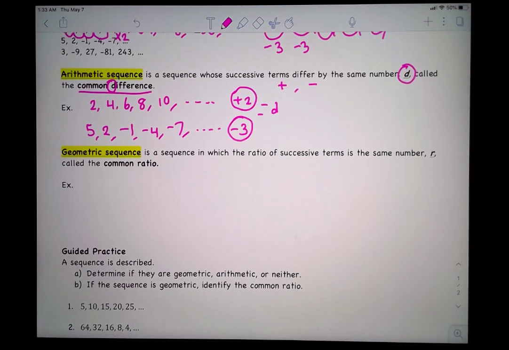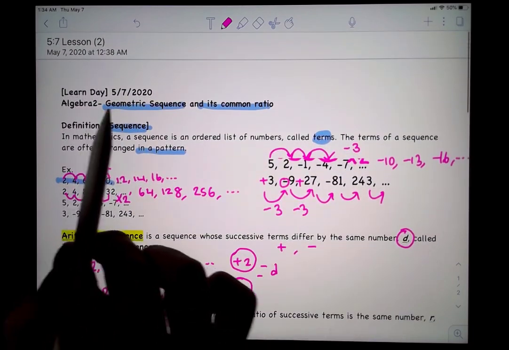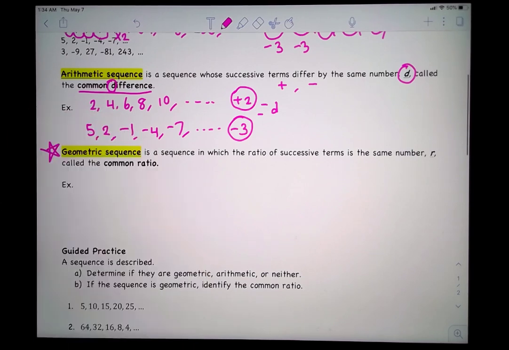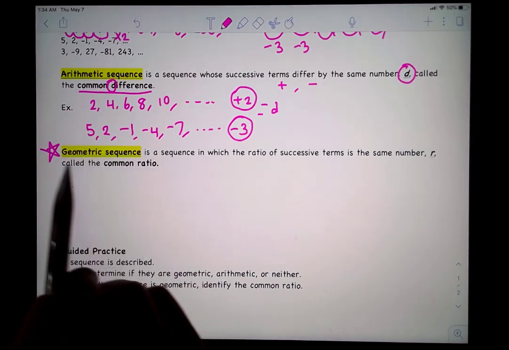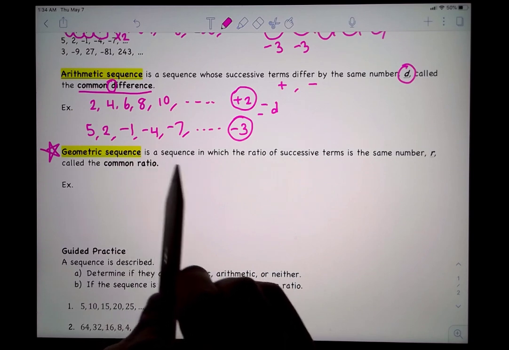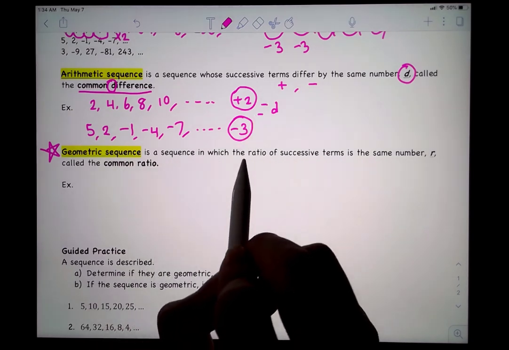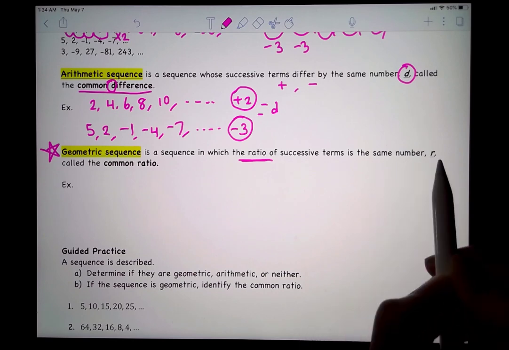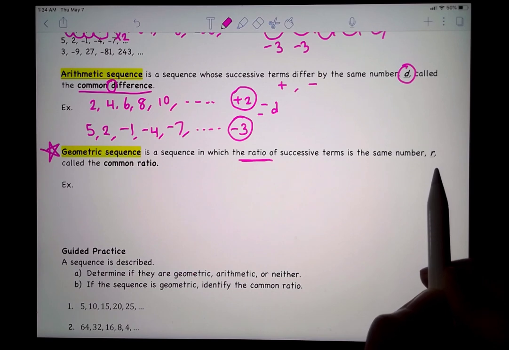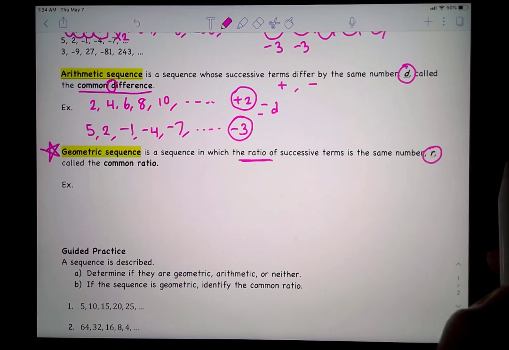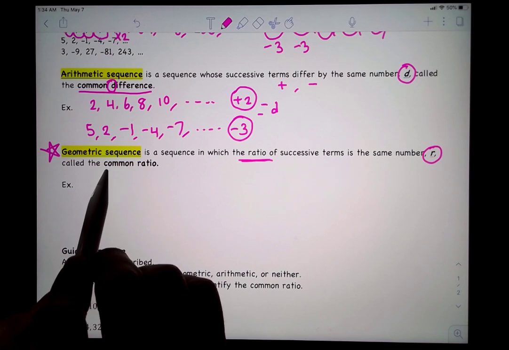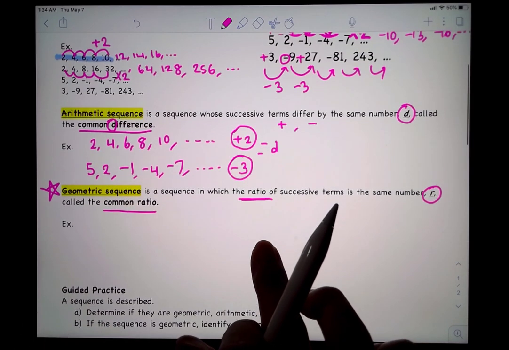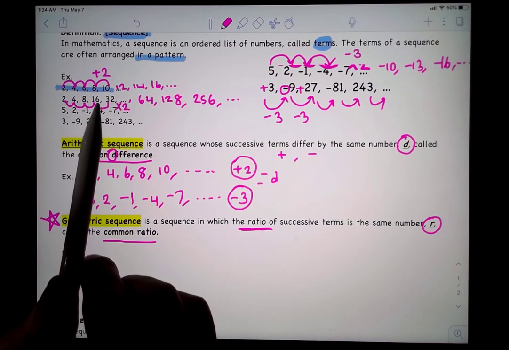And the second one, so what was our title? Geometric sequence and its common ratio. So this is the main thing. So let's look at this. Then what's a geometric sequence? That is a sequence in which the ratio of successive terms is the same number. So you have the same ratio. So we use R for that, and we call that the common ratio. All right, common ratio.